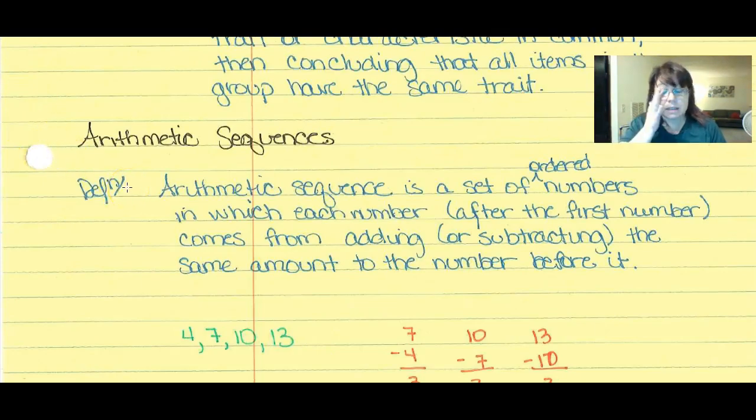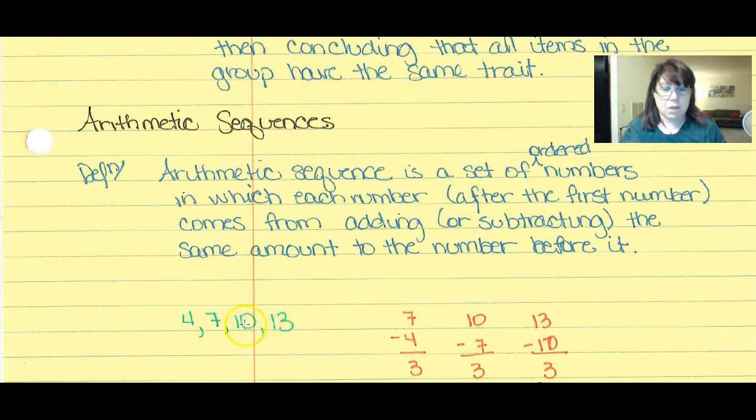Okay, so let's see. We have 4, 7, 10, 13. So what are we adding each time? Well, if we're not too sure, here's what we can always do. We can take the second number minus the first number, and we get 3. We take the third number, subtract the second number, we get 3. Now, by that time, you can see it's changing by 3 each time. But just in case, take the fourth number, subtract the third number, and we get 3. This 3 is what's called the common difference.